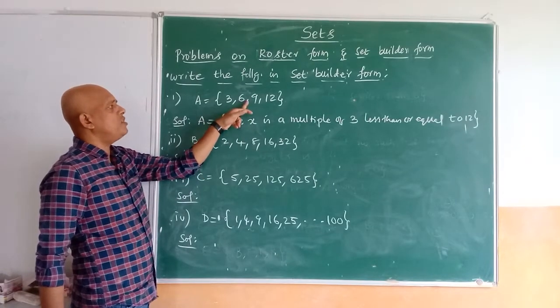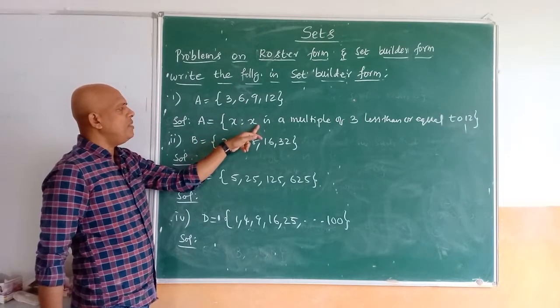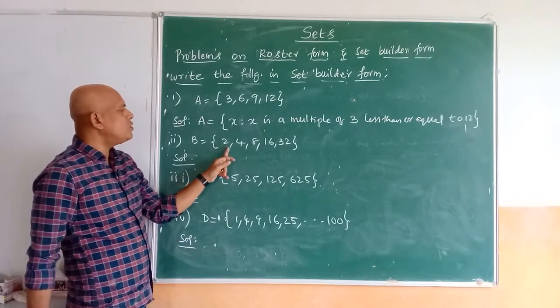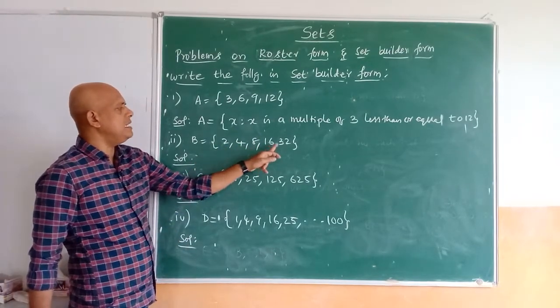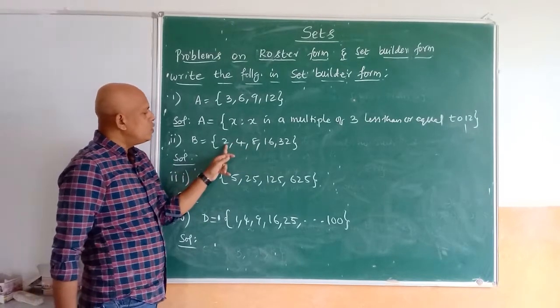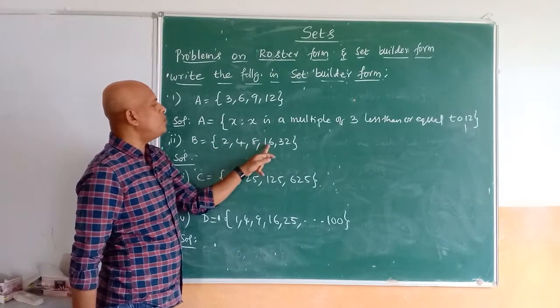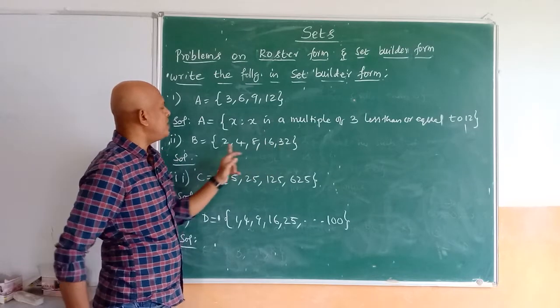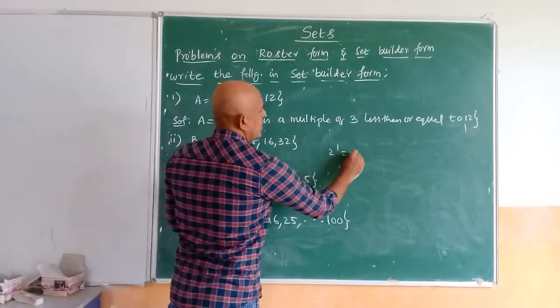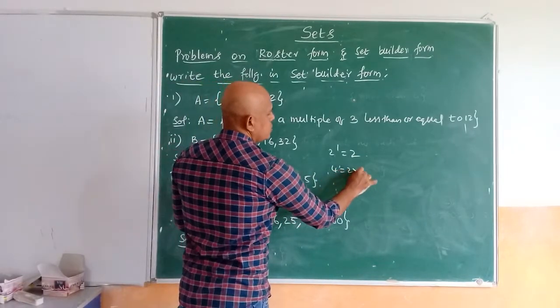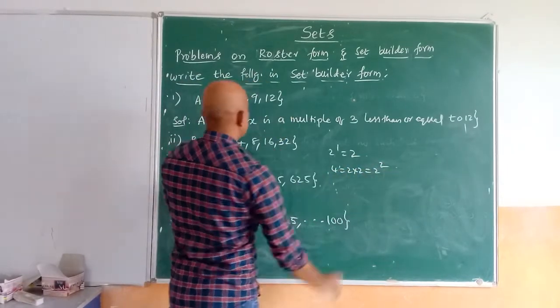It is given in the roster form and we are converting it into the set builder form. Okay, now next question. B is equal to 2, 4, 8, 16, 32. So here 2 power 1 is 2, 2 square is 4, 2 power 3 is 8, 2 power 4 is 16, 2 power 5 is 32. 4 can be written as 2 into 2, that is 2 square.